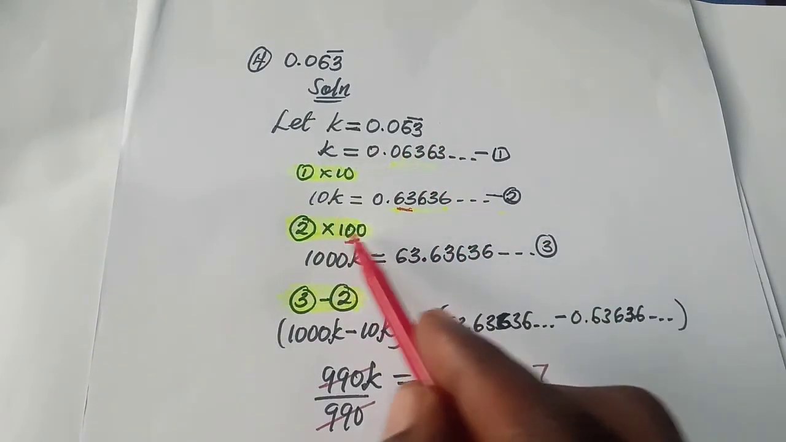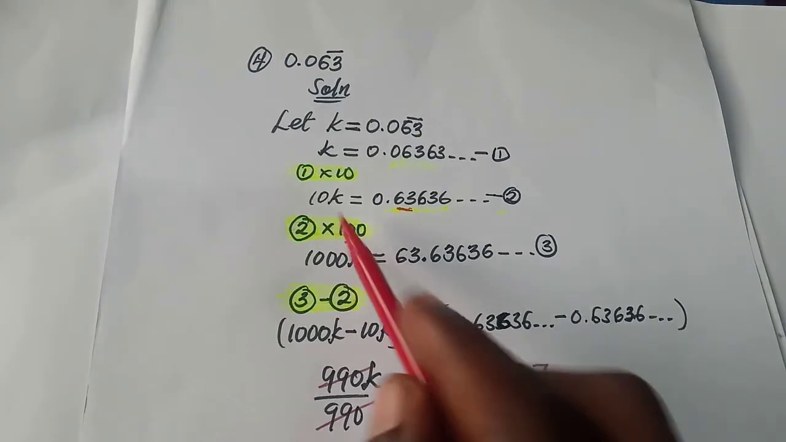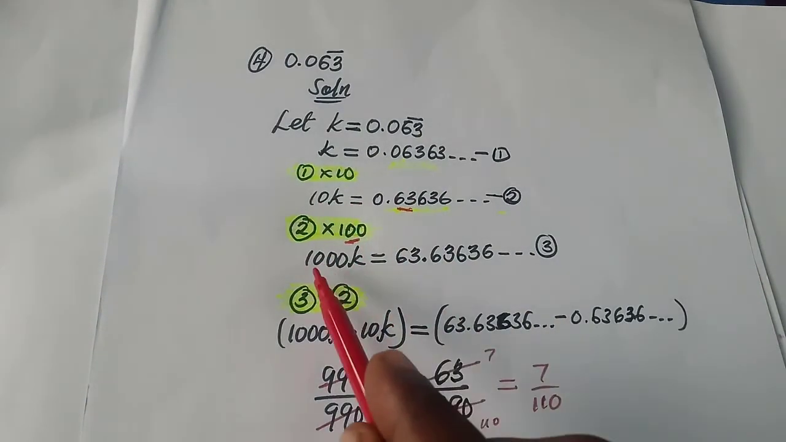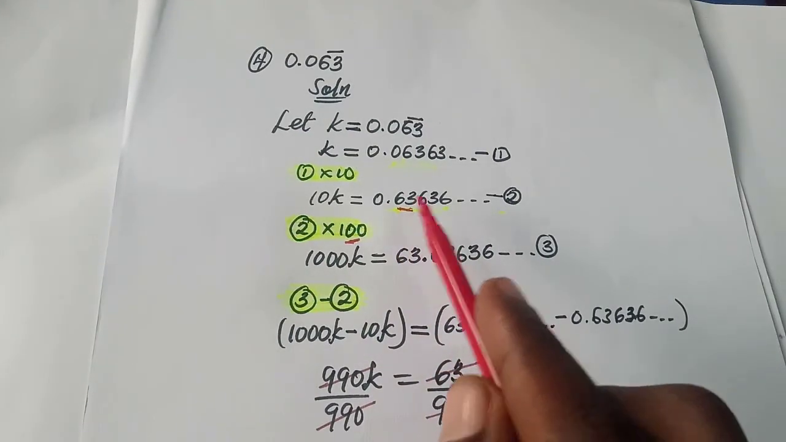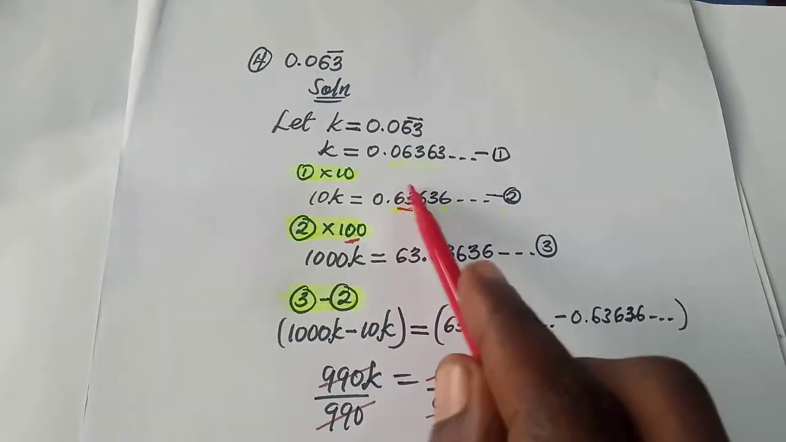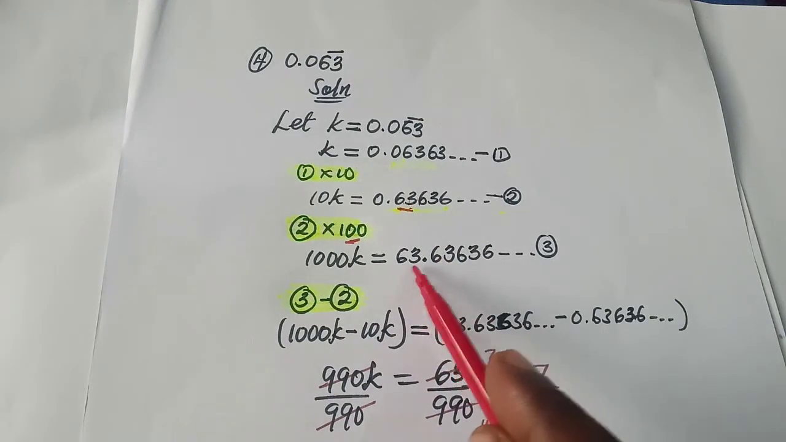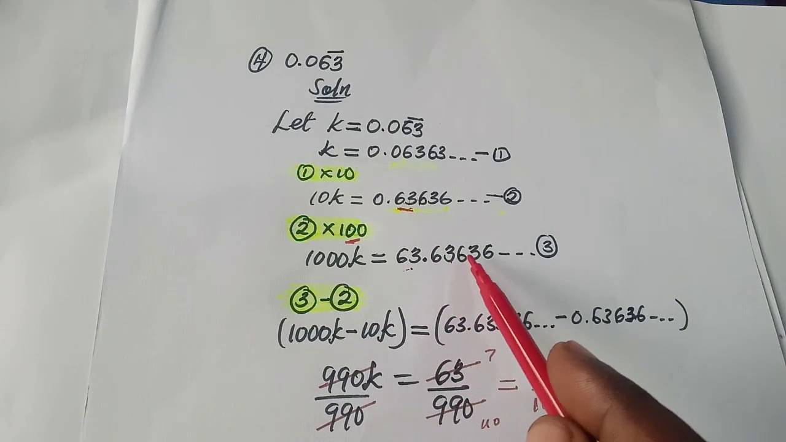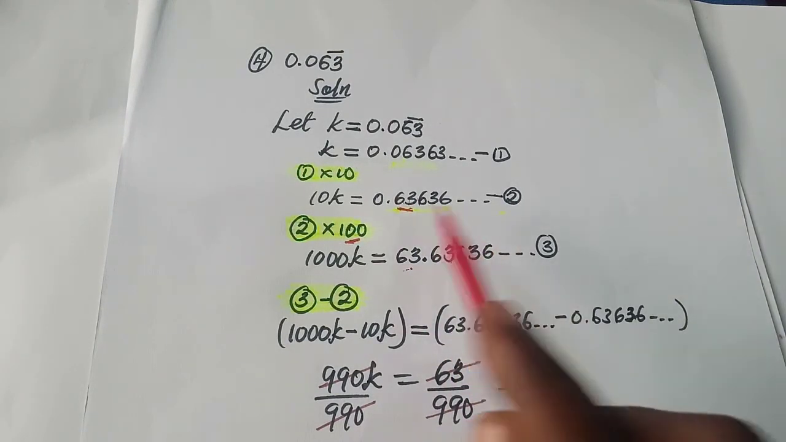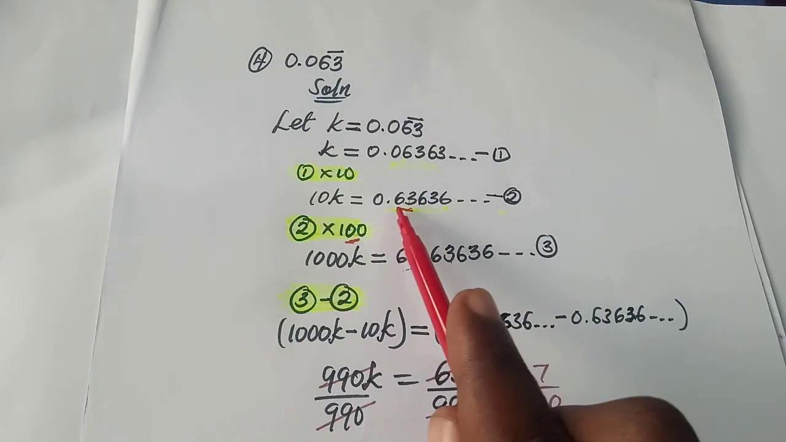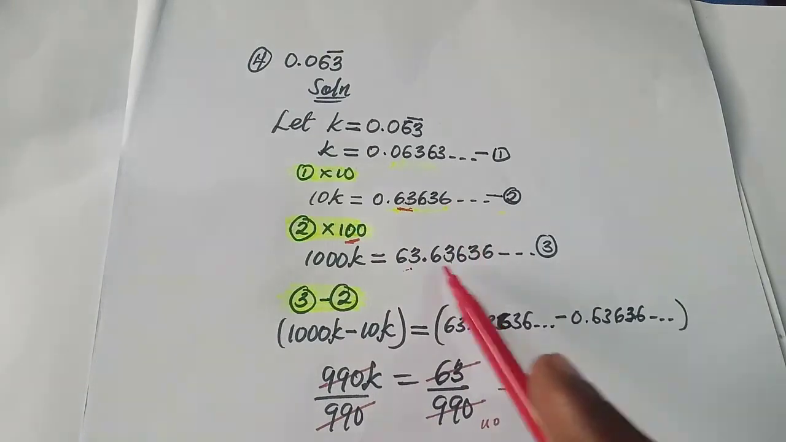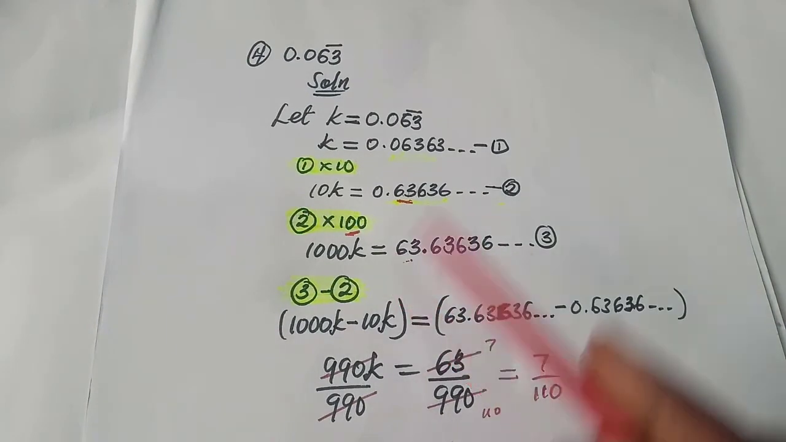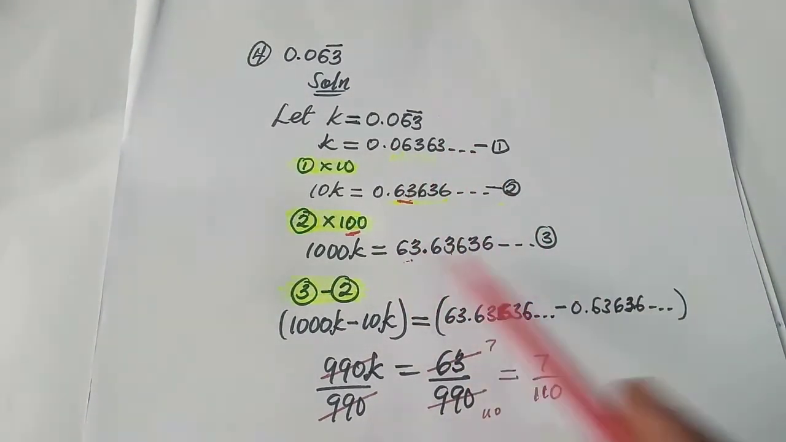Then you multiply by what? 100. Good. If you multiply 10k by 100, you are getting 1000k. And if you multiply this decimal by 100, the point will move two steps forward. So you have 63.63636. Always you have to make sure that the number of digits after the decimal are the same. So you have 5 here, you should have 5 here. Alright. So now you have 3 equations, equation 1, 2, and 3.